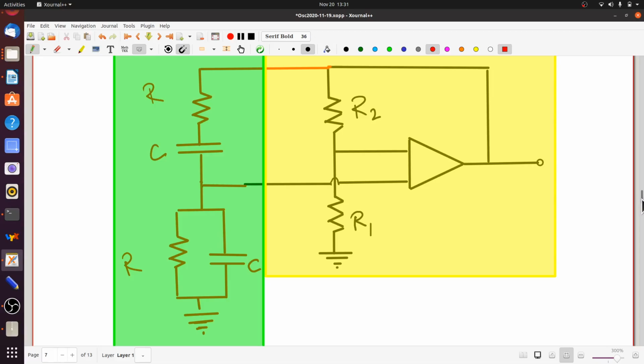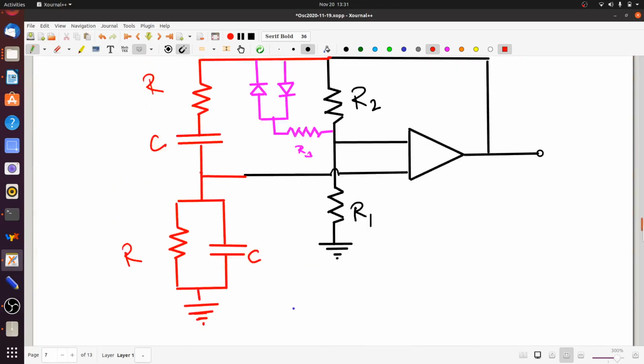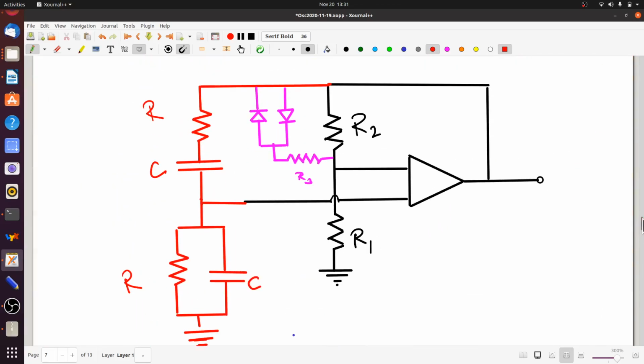Instead of that, there are many different ways in which nonlinearities can be introduced in a modern op-amp based Wien Bridge oscillator. One of them is shown here. To understand how this works, note that all we have done is that we have connected two diodes in parallel. They're opposing each other. You have connected them in parallel, and then you have connected a resistance R3 in series with them, and you have put the whole combination in parallel with R2.